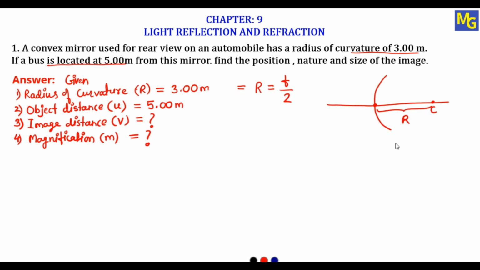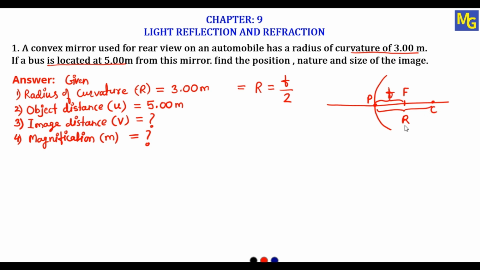And the focal length will be somewhere in the center here. This is the principal focus, that is capital F. The distance from the center of the mirror to this principal focus is called our focal length, that is small f. So here I will write, this is P, pole, center. The distance from pole to this principal focus is small f, focal length, and the distance from pole to the center of curvature is capital R.